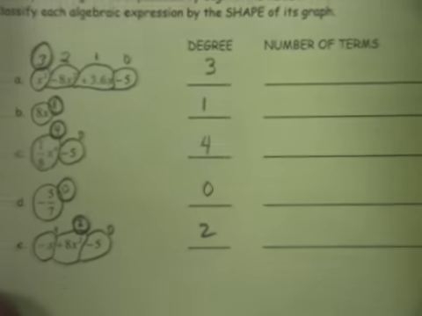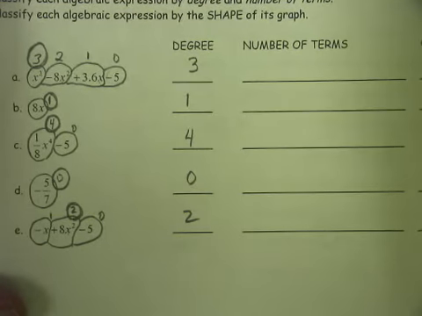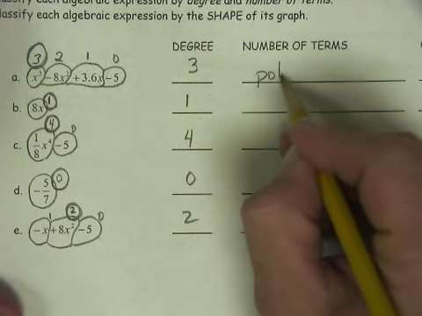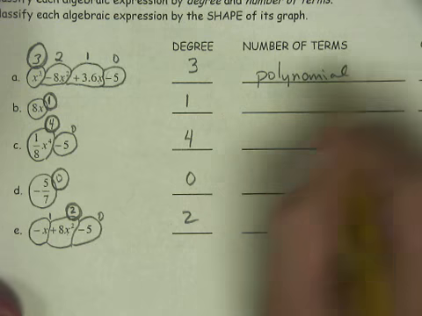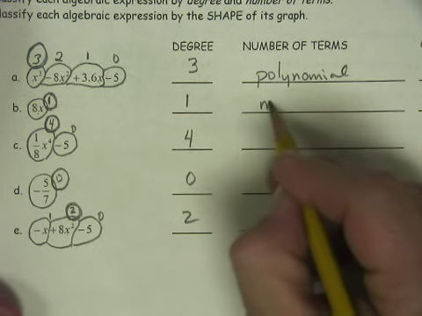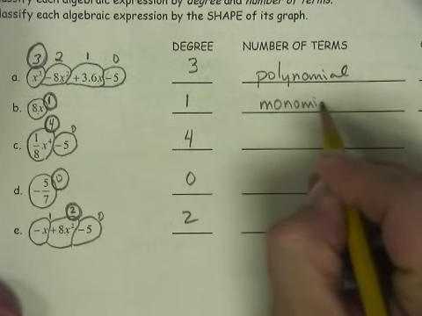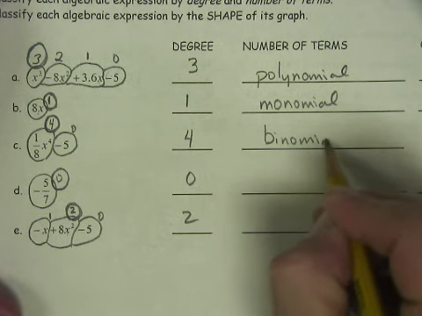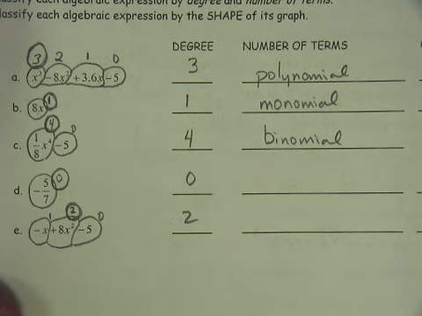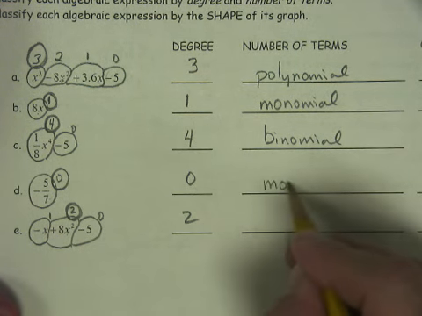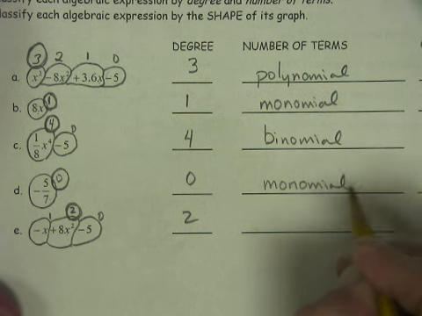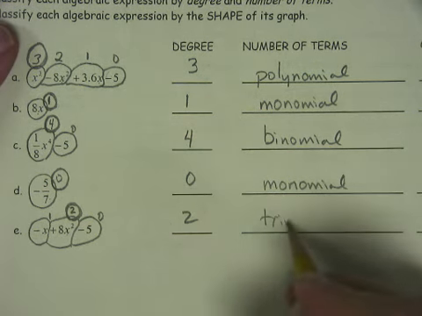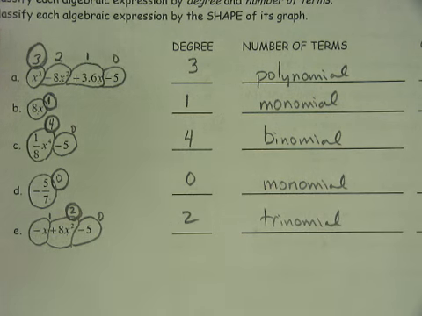Okay, now we want to classify it by the number of terms. So how many we got? This has 4 terms, 1, 2, 3, 4, so we call that a polynomial. One term would be a monomial. 2 terms is a binomial. 1 term is a monomial. And 3 terms is a trinomial.